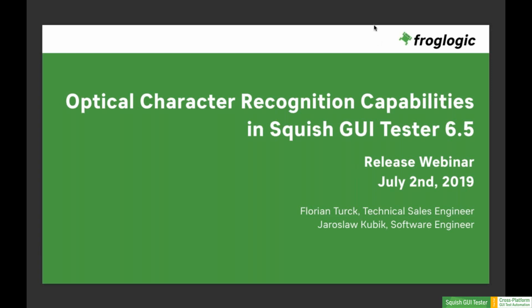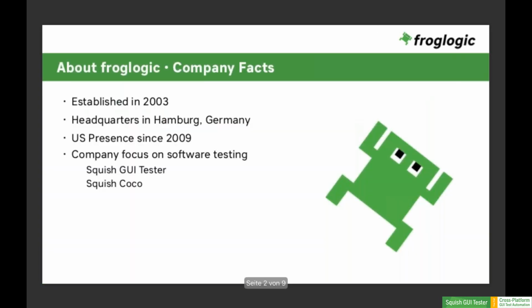So before going into the details of Squish 6.5 and the OCR feature, I'll give a short introduction to those who have no idea about FrogLogic and our tool, or who are new to Squish GUI Tester in general. So FrogLogic, our company, exists since quite a while now, established in 2003, and we are based in Hamburg, Germany, and do have a presence in the US as well.